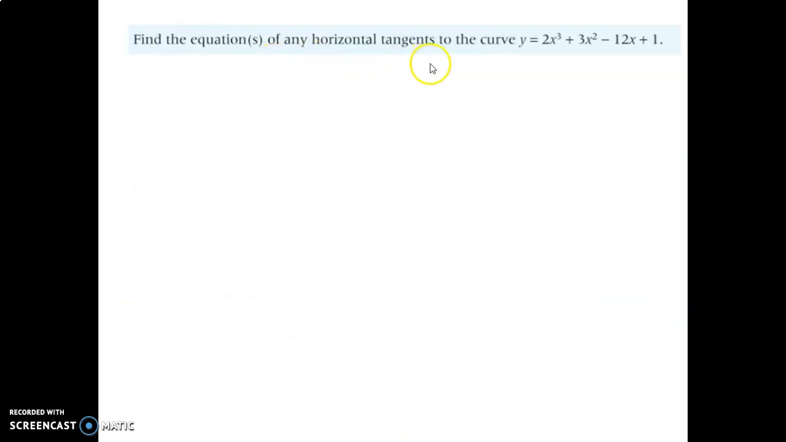This question, please read it. Think about what it means. A horizontal tangent. That means the tangent line is horizontal. What is its slope? Well, the slope is 0 when it's horizontal. So follow the same process as the last question. Find the derivative, put 0 in for the derivative to find out when the derivative is equal to 0.